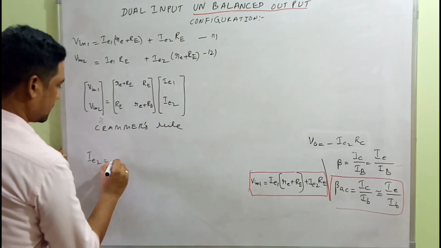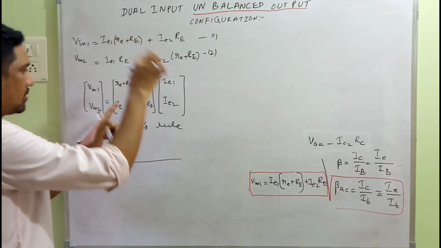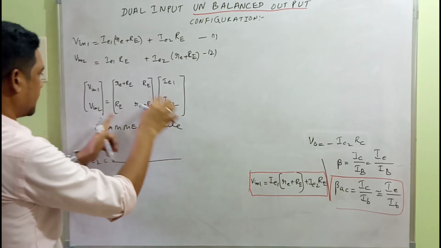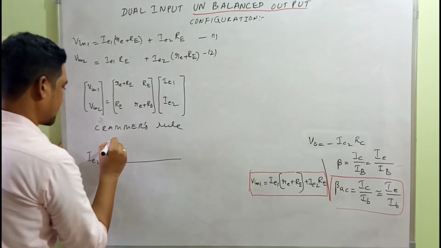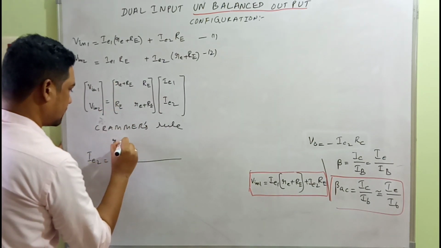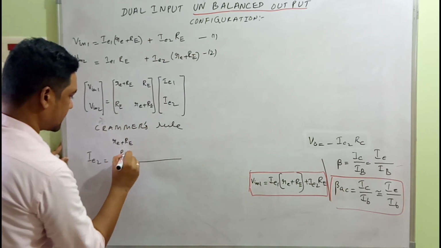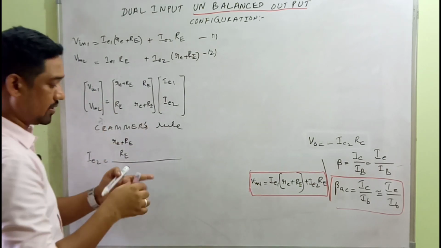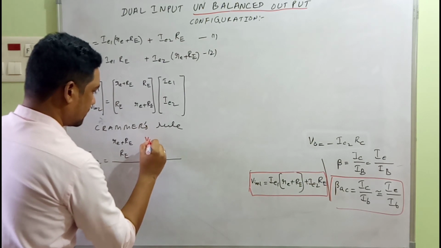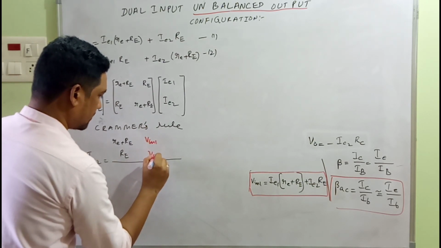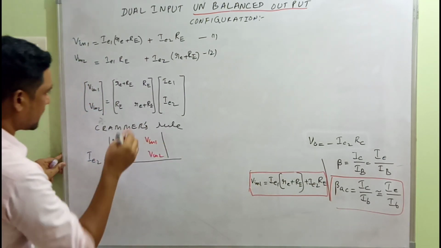IE2 will be given as the fraction, and this one should be plugged in the second component, the second term over here. So this should be plugged in over here. This comes down as it is, RE plus RE, and even this RE comes down as it is. This one is plugged in over here, changing the color so you can make it out. So Vin1 and Vin2 over here, and the determinant of this one, and this comes down as it is.